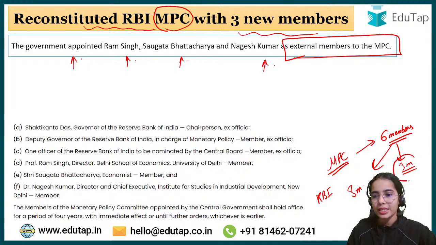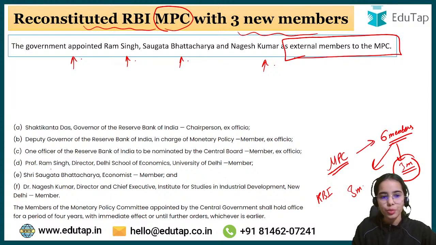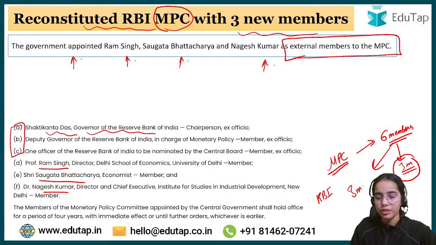So there is a new appointment of the 3 external members, that is Ram Singh, Sogata Bhattacharya, and Nagesh Kumar. These are the 3 new members of the MPC. The other 3 members are from the RBI itself: Shaktikanta Das, who is the governor of the Reserve Bank of India, the deputy governor of RBI, as well as one officer of RBI nominated by the central board.